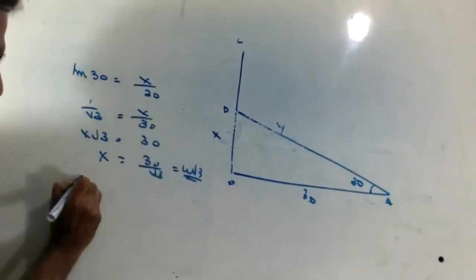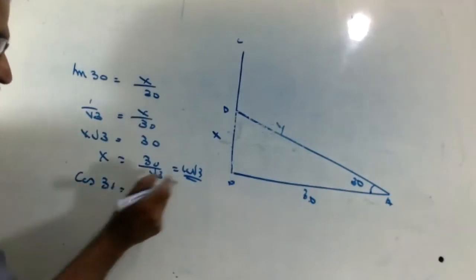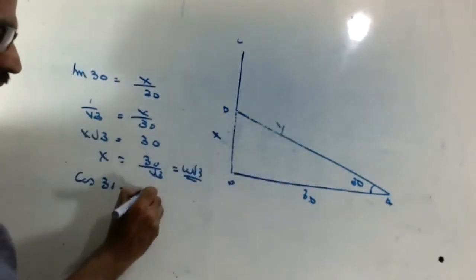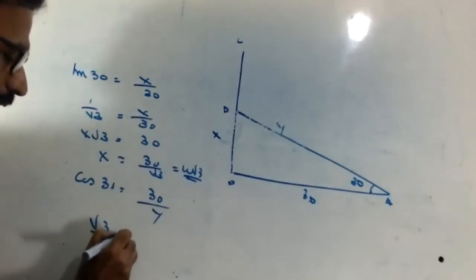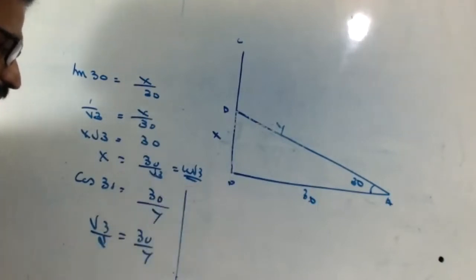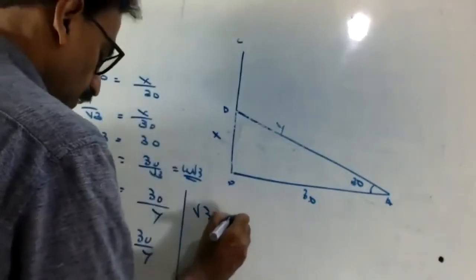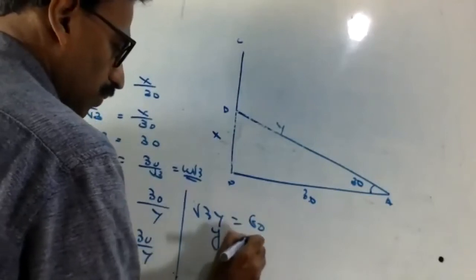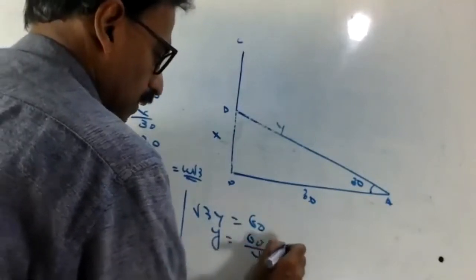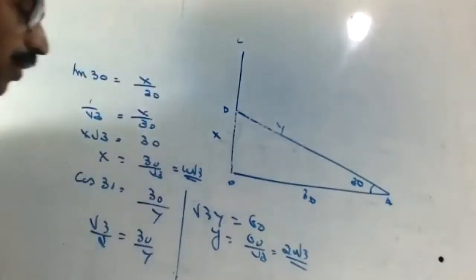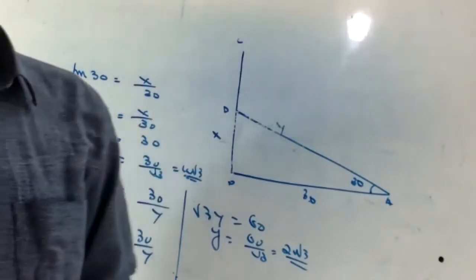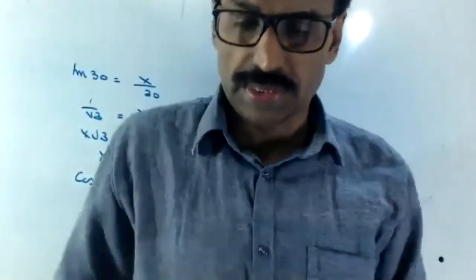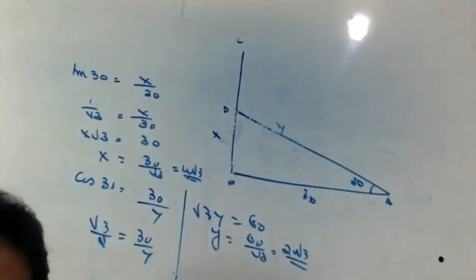Then cos 30, connecting these two: 30 divided by Y. Cos 30 is root 3 by 2. Root 3 by 2 equal to 30 by Y. So root 3 Y equal to 60, Y equal to 60 by root 3, that is 20 root 3, rationalizing. So total height is 10 root 3 plus 20 root 3, that is 30 root 3. 30 into 1.732, it comes 51.96. Okay.